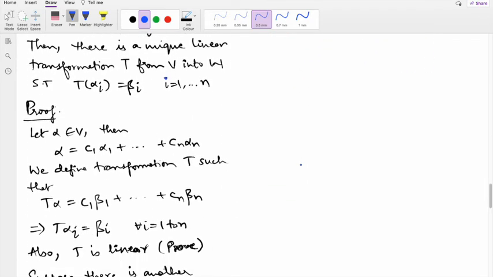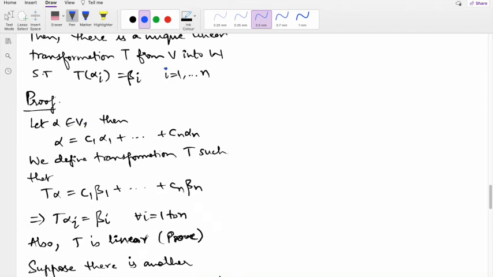Now let's say I have a vector alpha in V. Then by definition of a basis, I can find c1 to cn scalars such that alpha is a linear combination of these vectors in the basis, right?